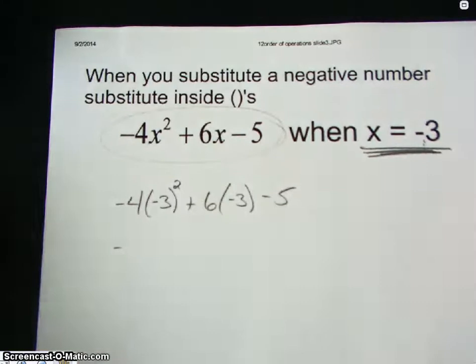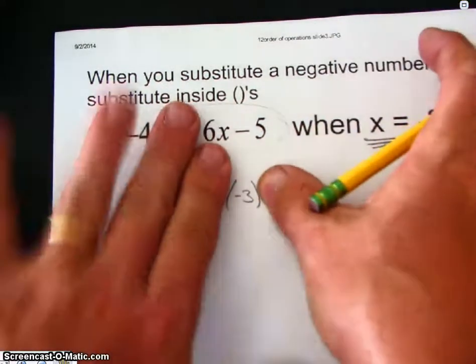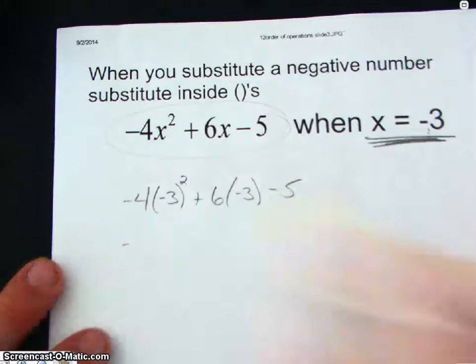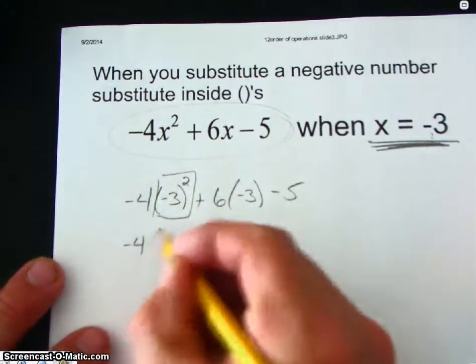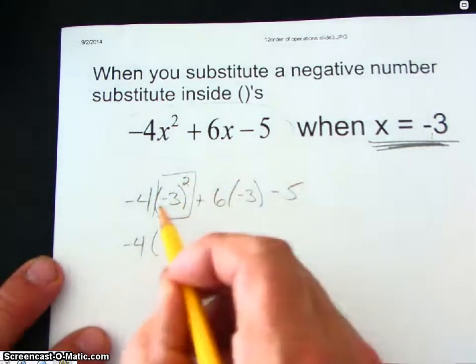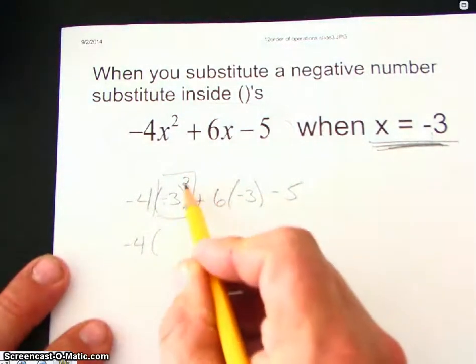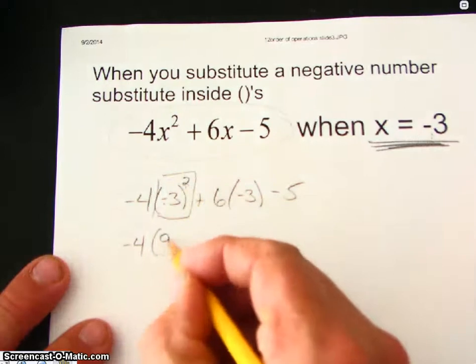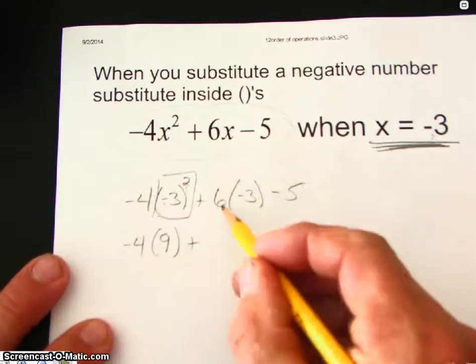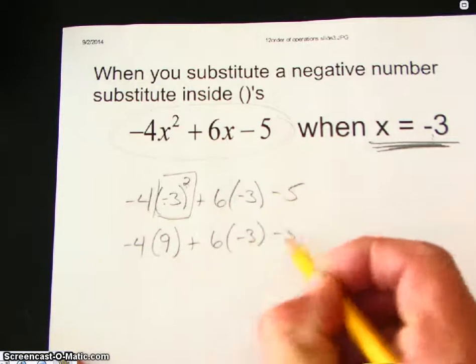Alright, so parentheses, nothing going on in there, nothing going on in there. So that means I can go to the next step, exponents. There's only one, so I do that first. I got negative 4 times negative 3 squared. Well, a negative is inside the parentheses, and my power is 2, so this is going to be a positive answer. So 3 squared is 9. And we got 6, negative 3, and negative 5.